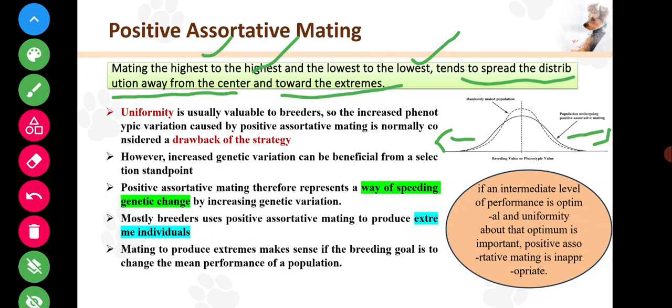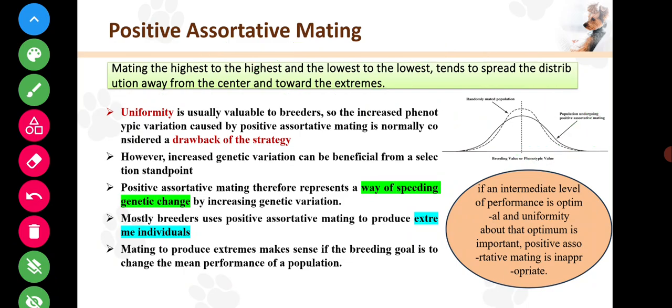In phenotypic associative mating, or positive associative mating, mates are chosen on the basis of their phenotype. Suppose a particular trait is controlled by the T gene. So there are three types of individuals: capital T capital T, capital T small t, and small t small t.